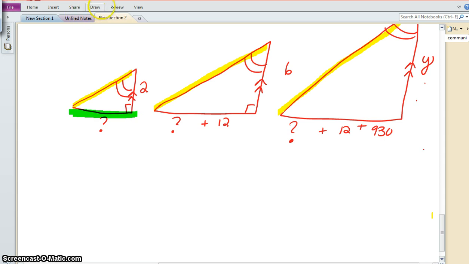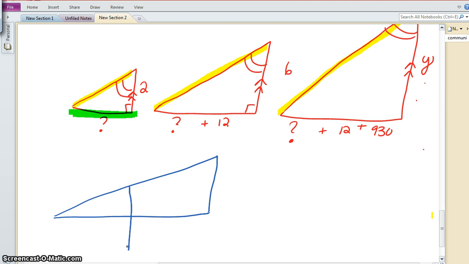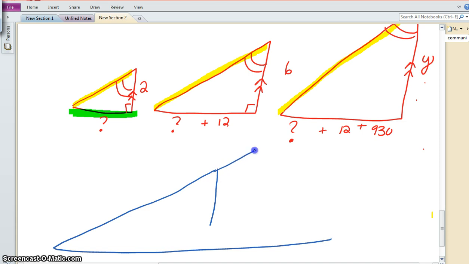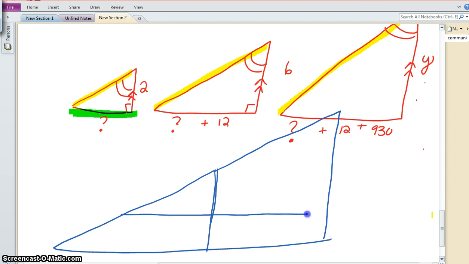So let's think about that a little bit more. What if we use the fact that her 6 foot tall father is part of a larger triangular situation here? Six-foot-tall dad. If this whole height is 6 feet tall, but LaToya's camera is 2 feet above the ground, then this is 4 feet.